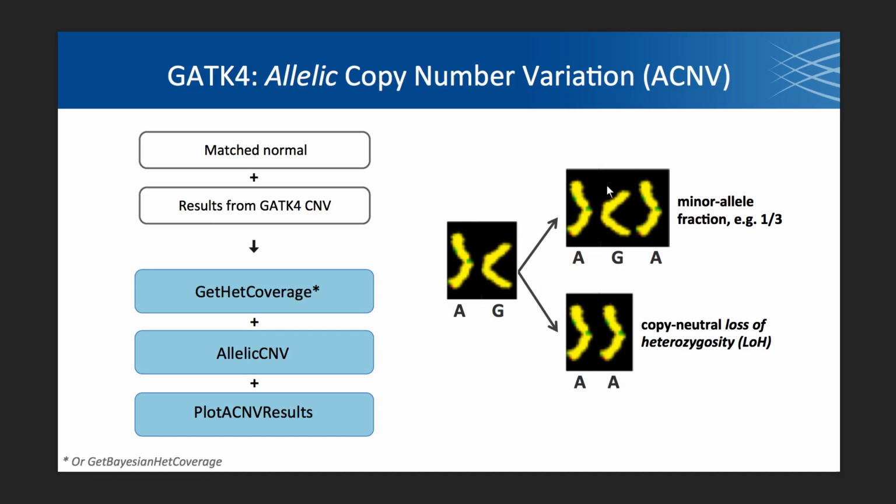Now say then that the contig with the G is deleted from the genome. And all you have left are 2 contigs with the A allele. Your copy number is the same as your normal diploid cell, but you've lost heterozygosity. And this is what we mean by copy neutral loss of heterozygosity. And these events occur more often than you think in cancer.